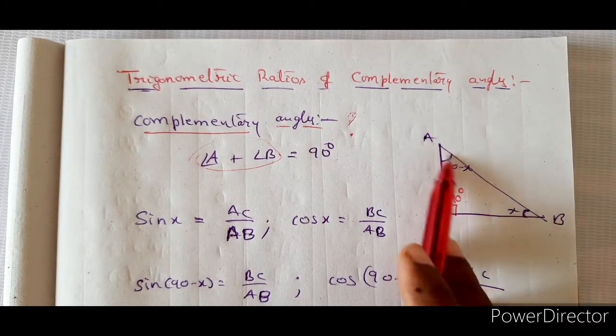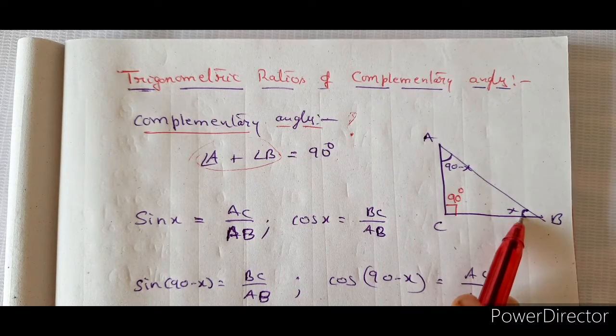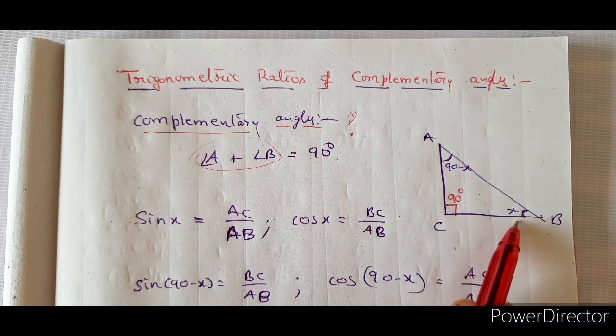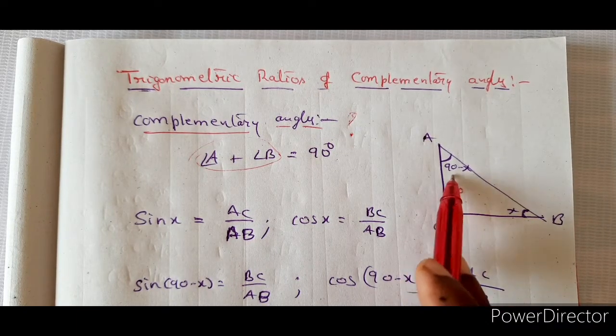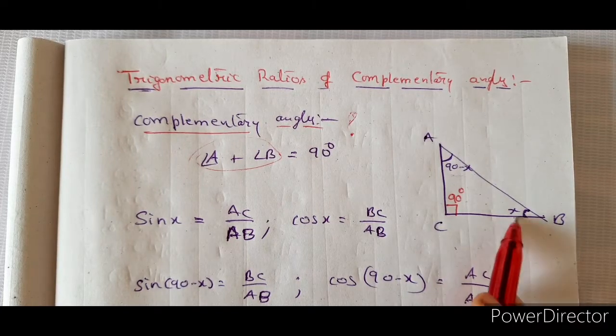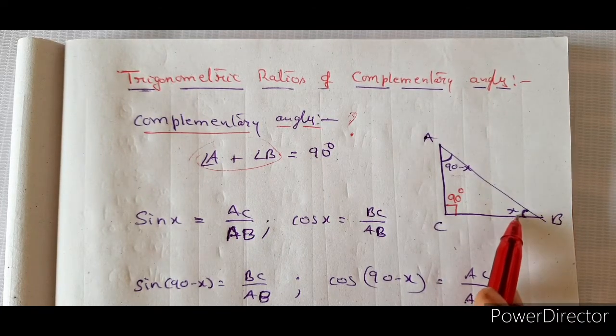Now let ABC be the triangle here, and at angle C there is 90 degrees. Angle A and angle B are acute angles. If this is x, obviously this is 90 minus x, satisfying the angle sum rule of a triangle. Now let us start with the trigonometric ratio sin x.